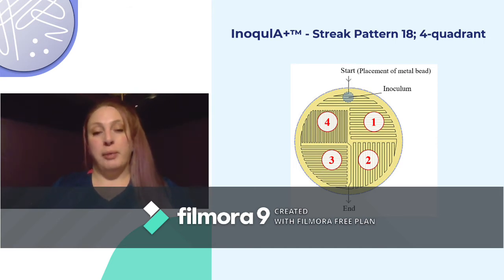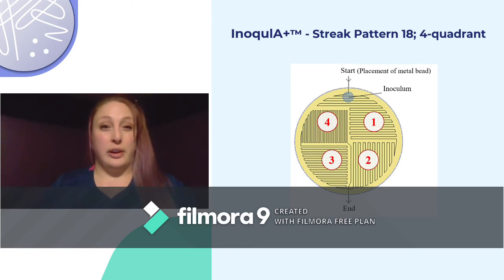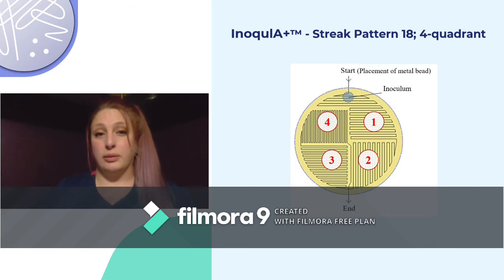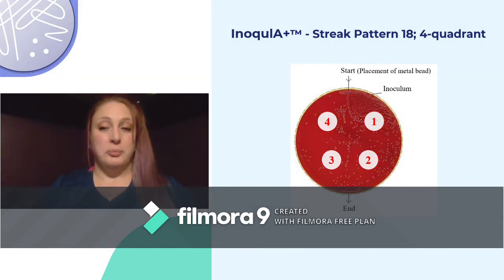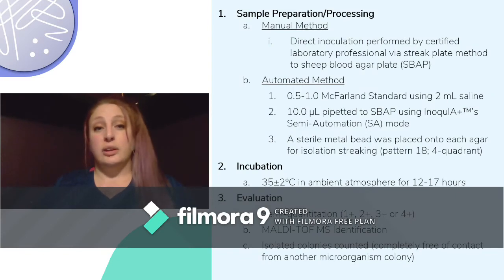Afterwards, for the sterile magnetic bead that does the streaking for isolation on the agar, I used a sterile pair of forceps and placed one of the beads onto each of the agars for isolation. Then I used streaking pattern 18, which is a four-quadrant streak pattern, much like you remember in microbiology when we use the inoculating loop. The InoqulA also has that same pattern, so that was the one I selected for each of the cultures.